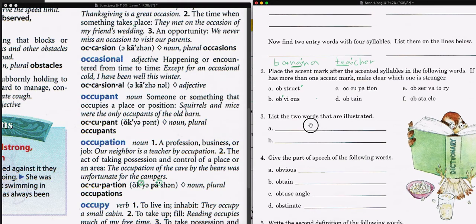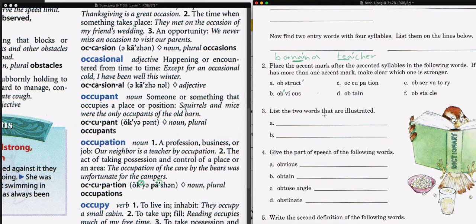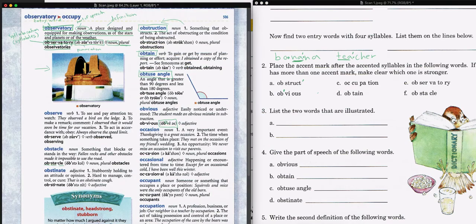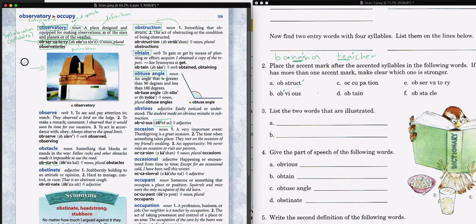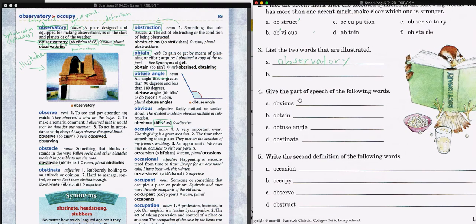Okay. Next one says, list 2 words that are illustrated. So there are 2 words in here that are illustrated in our dictionary page. Obviously, observatory is illustrated, right? It's illustrations telling us what an observatory looks like. So there's one other word that has an illustration. I'm not going to tell you what, but it's pretty obvious. So, observatory.